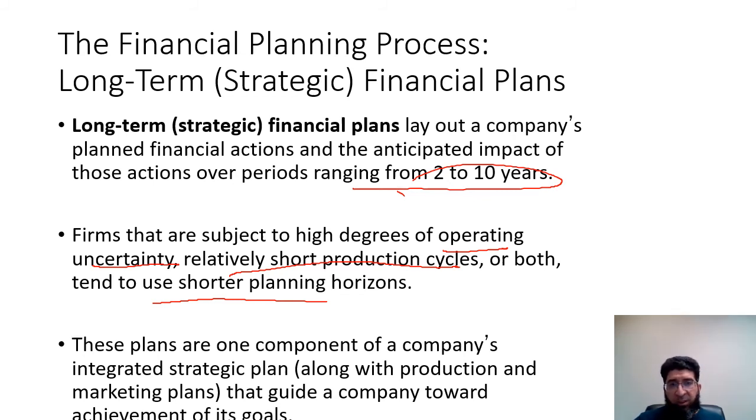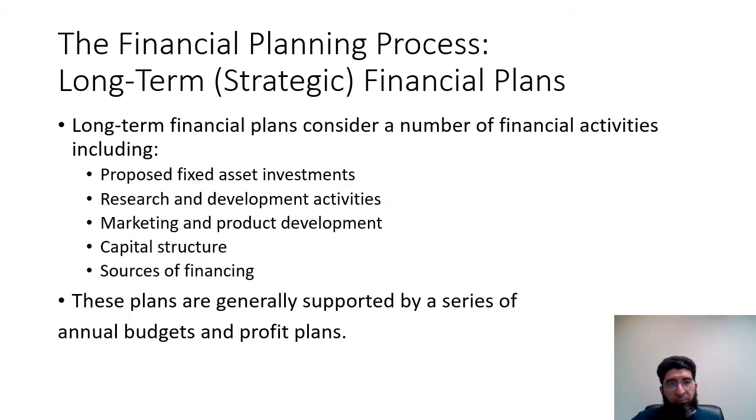Strategic plan is always a long run vision type of plan, and then there are short plans which are met as kind of targets, and once we meet those targets, we go on meeting, finally we can achieve a long run strategic goal. So these plans are only one component of the company's integrated strategic plan, and there are others as well. So long-term plans include a number of financial activities.